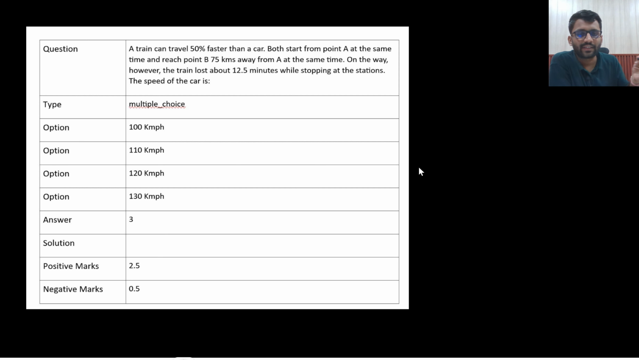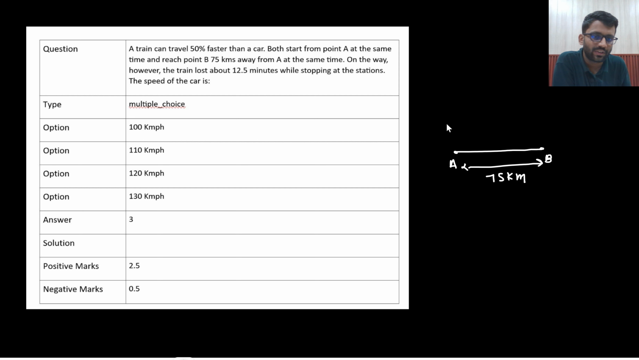So a train is traveling 50% faster than a car. Both start from a point A and reach the point B at the same time, which is 75 kilometers away. So this is A, this is B. Both start at the same time, 75 kilometers away. Both reach at the same time as well. This is x, this would be 1.5x. Train is running with 1.5x, and both are reaching at the same time.